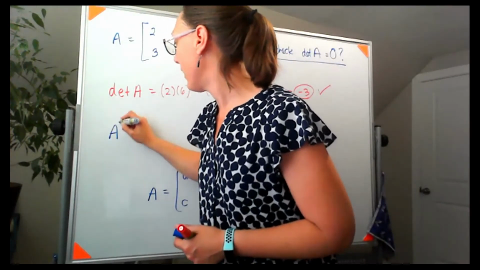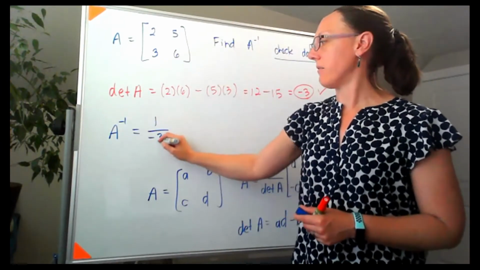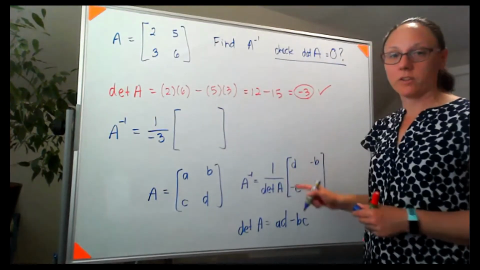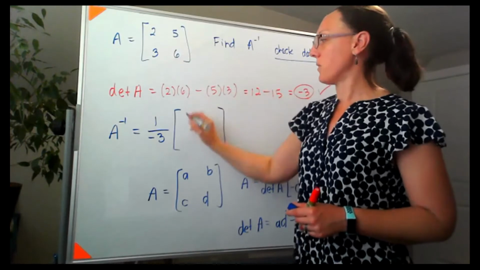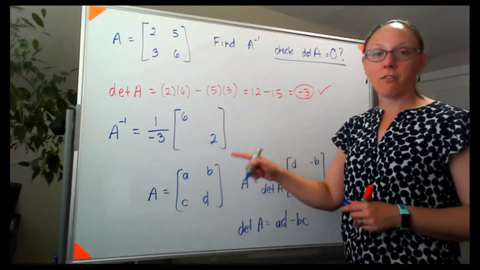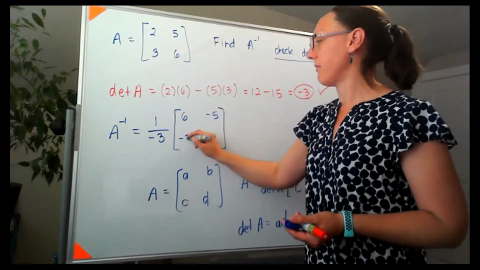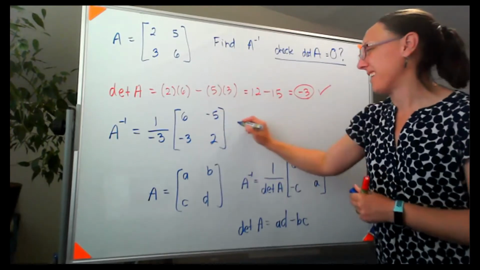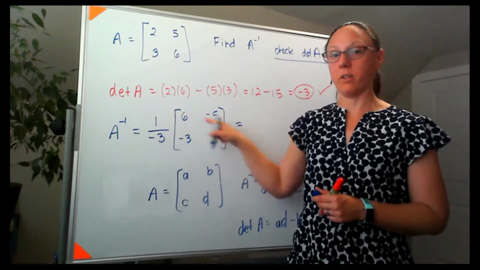So A inverse will be equal to 1 divided by -3 times, and now we're going to follow this formula. So I'm going to swap the diagonals. So I'm going to swap the 2 and the 6. And then I'm going to make the off diagonals negative. So -5, -3. And my last step is going to be to distribute in that -1/3.